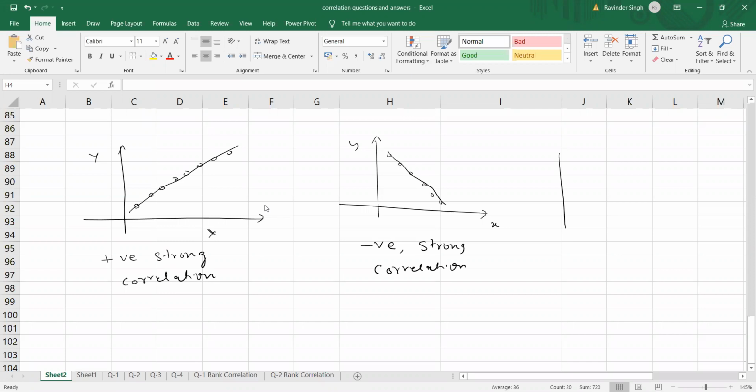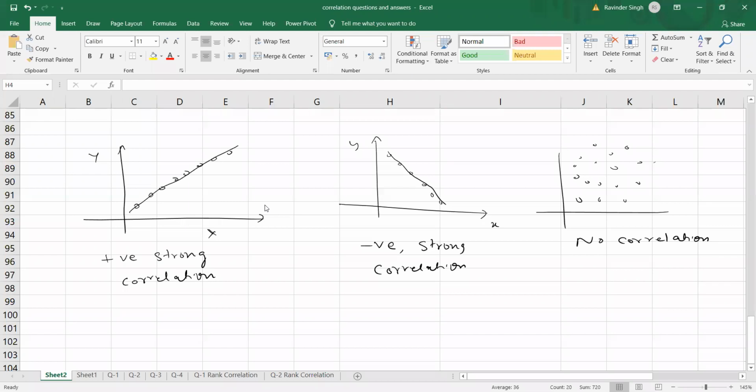If you have data which plots randomly, here and there, and if you plot any straight line, the majority of the points will not fall on that straight line, random points here and there, then we say this has no correlation at all. It does not have any correlation.